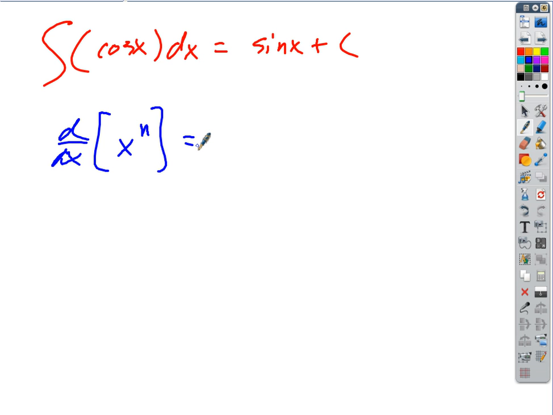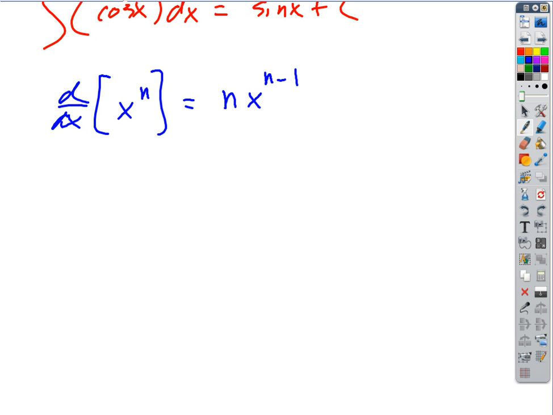Okay, so now if we turn this around, the integral, or the antiderivative, of n x to the n minus one equals x to the n plus c. It's pretty easy, right? No big deal.